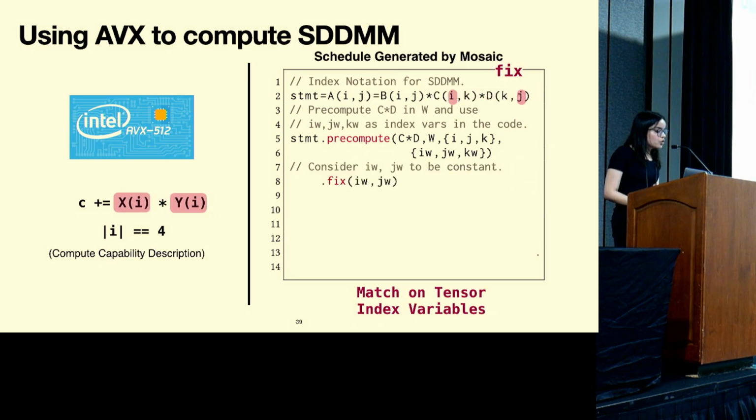Next, we're going to try and determine how to actually now resolve constraints on tensor order. We notice that the compute capability description of AVX can only operate on vectors. So we're going to need to fix certain indices in the STDMM expression in order to actually be able to target the Intel AVX intrinsic.